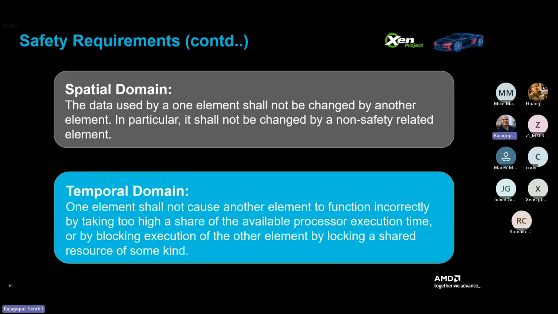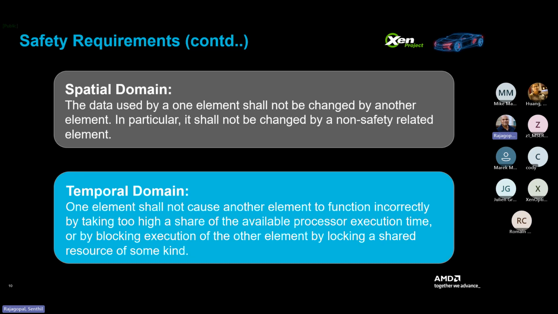So the spatial domain isolation, as per the safety specification definitions, means the data used by one element shall not be changed by another element. In particular, it shall not be changed by a non-safety related element. So it's all about memory protection, that the memory owned by a safety critical VM should not be interfered with by a QM or non-safety critical VM.